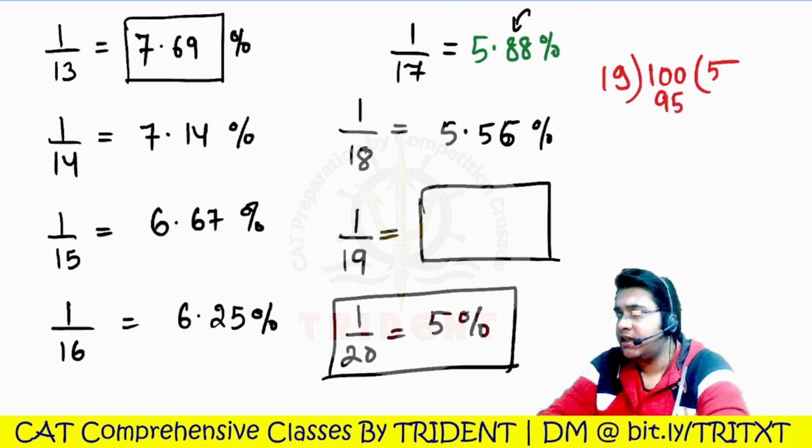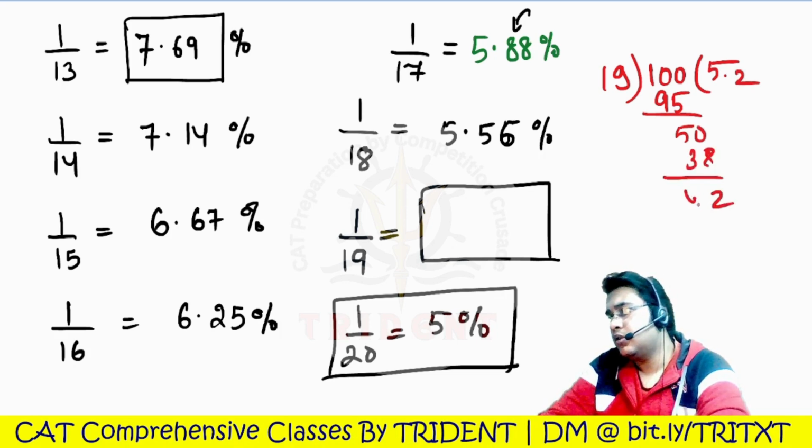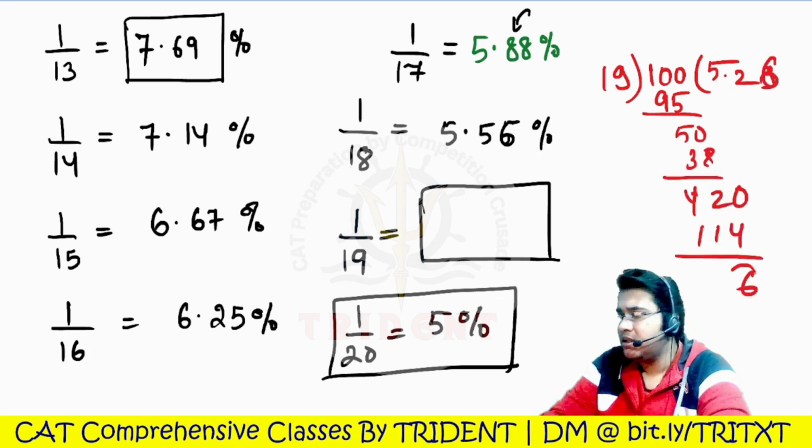19 5s are 95. You get a remainder 5. Decimal there, 0. 19 2s are 38. You get a 2 over there. And yeah, this is 4. That is 12, right? Okay, whatever the remainder, 6, I don't care. The value is 5.26.